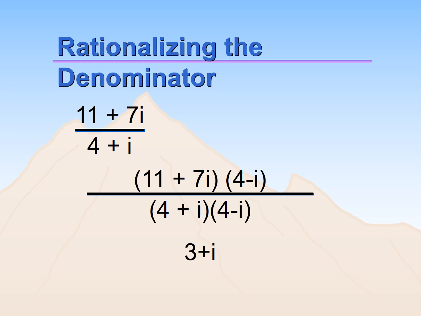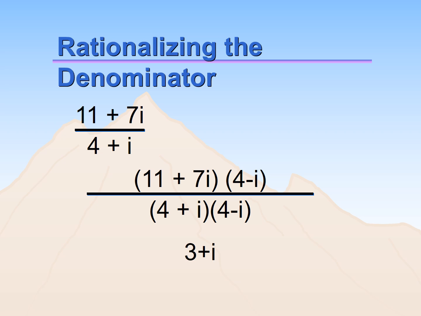All right, so when we rationalize the denominator, we're going to multiply the top and the bottom by the conjugate. So this is 4 plus i, which means I'm going to multiply my top and my bottom by 4 minus i, which is the conjugate. And so when I multiply 11 plus 7i times 4 minus i, I can either do the FOIL method or I can do the box method. So I would get 44 plus 28i minus 11i plus 7 on the top, which reduces to 51 plus 17i. And that would be my numerator.